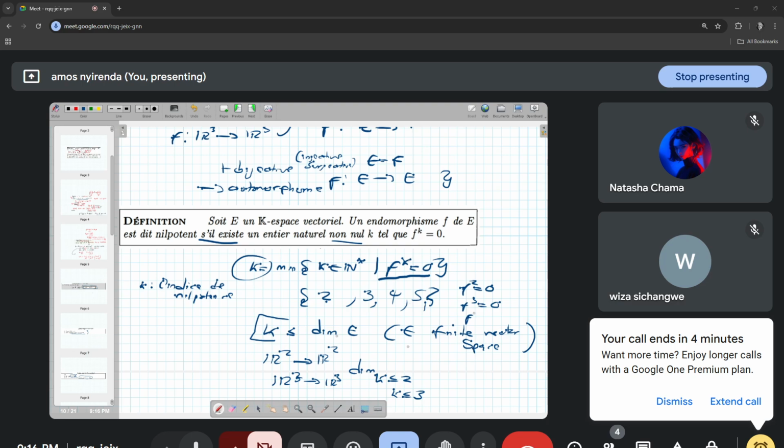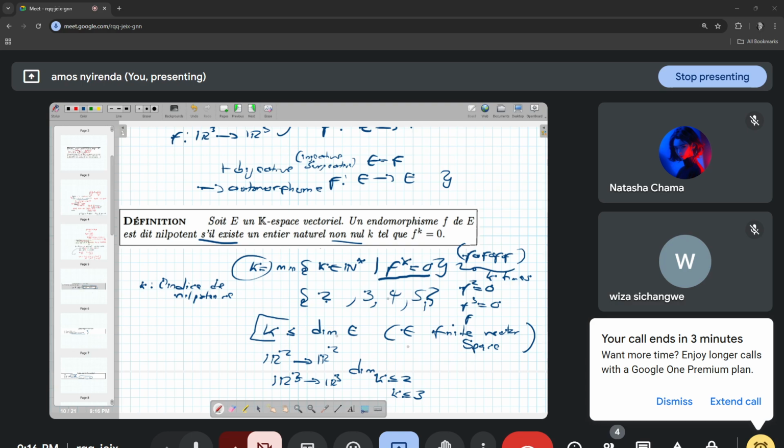Now what is this f to the power k? F to the power k is f rond f, k times. This is like composing the function with itself k times. So if you compose the function with itself 1 time, 2 times, and then you get the 0 function. You do it 3 times, you get the 0 function. Do it 4 times, you get the 0 function. Do it 5 times, you get the 0 function. Then it works for 2 times, 3 times, 4 times, and 5 times.